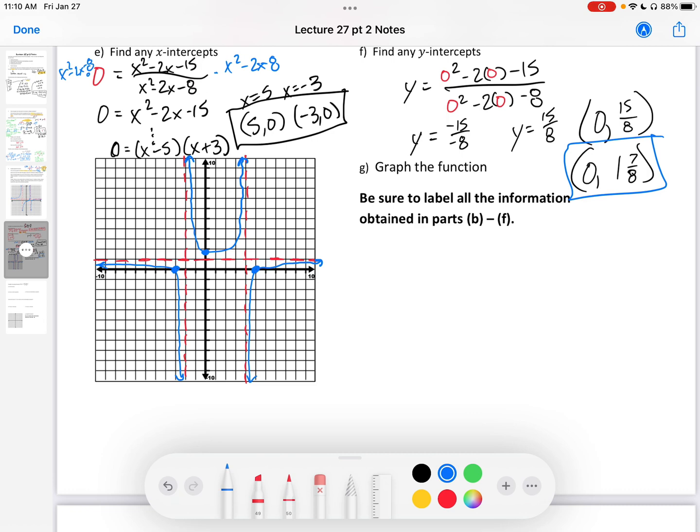I know that this is probably kind of confusing, and it is. The more practice that we do with these, the better, more comfortable you guys will feel. And I have plenty of practice problems for you guys to do.